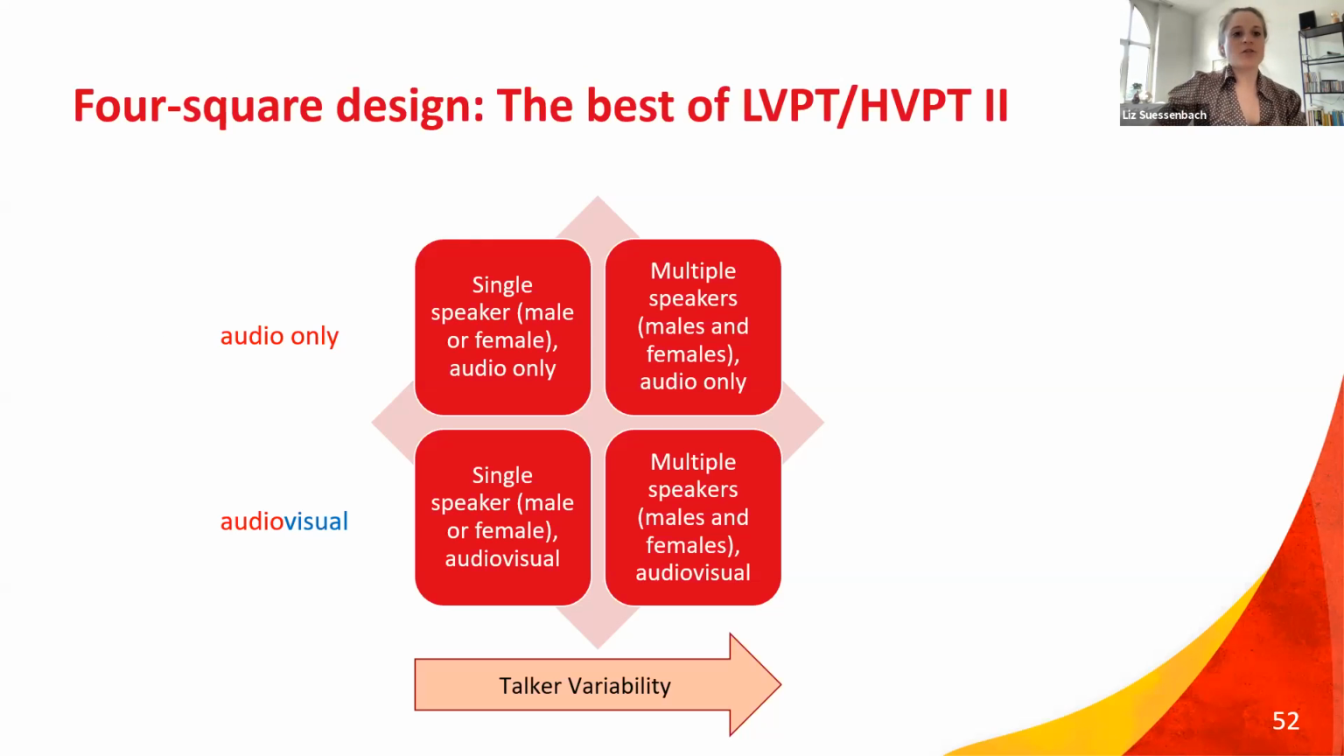I'm using this 4-square design here, so I'll increase the talker variability, going from 1 speaker. So 1 group will be exposed to 1 speaker only, and the other groups will be exposed to multiple speakers. And then I'll have an audio-only component where they discriminate sounds and an audio-visual component in the feedback, so that they'll see the face of the speaker that corrects them.